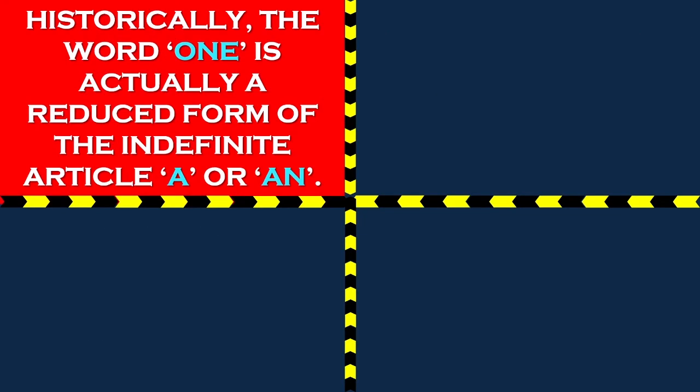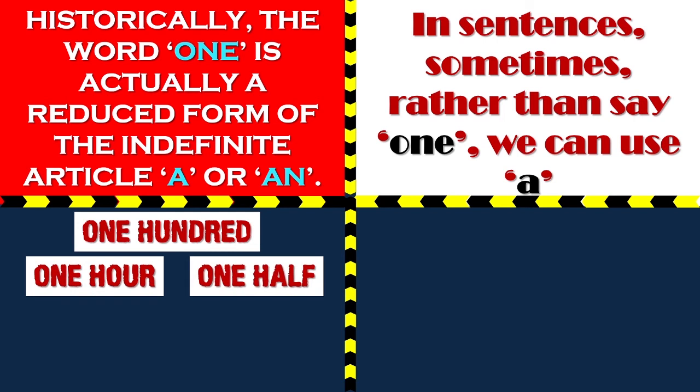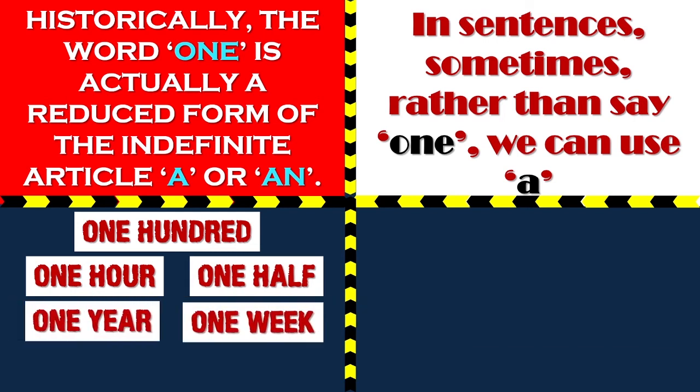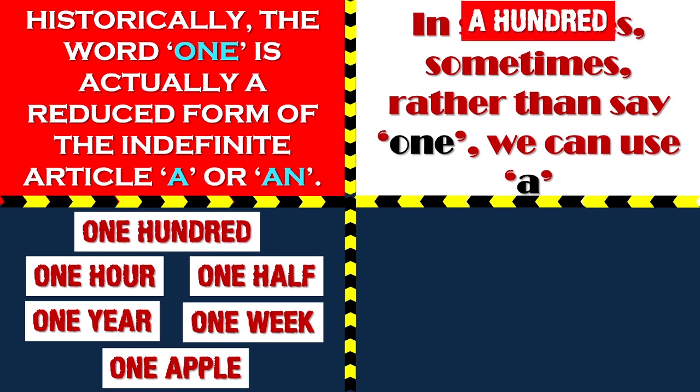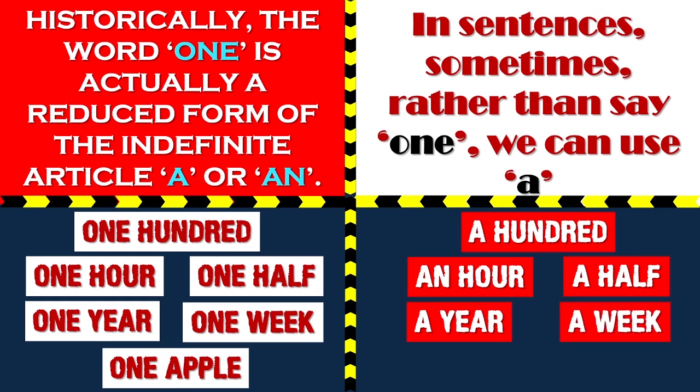Historically, the word one is actually a reduced form of the indefinite article a or an. So in sentences, sometimes rather than say one, you can use a. For instance, instead of saying one hundred, one hour, one half, one year, one week, one apple, you can go ahead to say a hundred, an hour, a half, a year, a week, or an apple, and so on and so forth. So the word one, historically speaking, can also mean the indefinite article a or an.